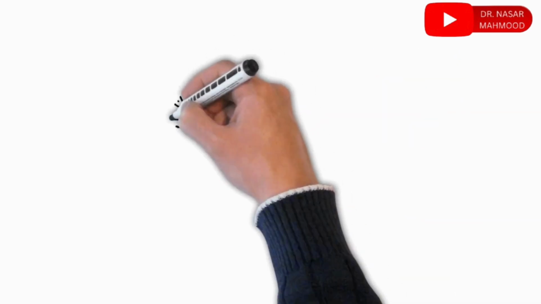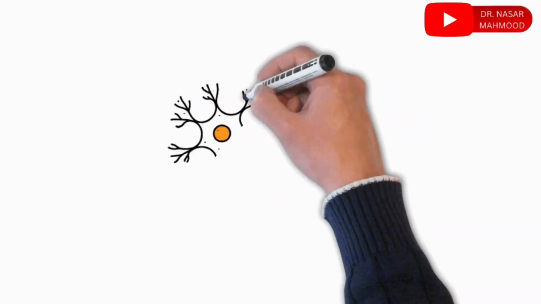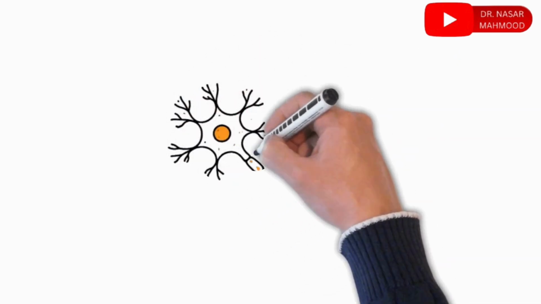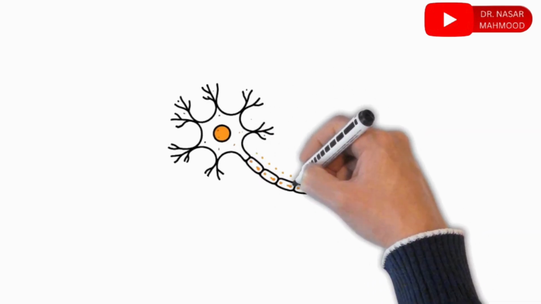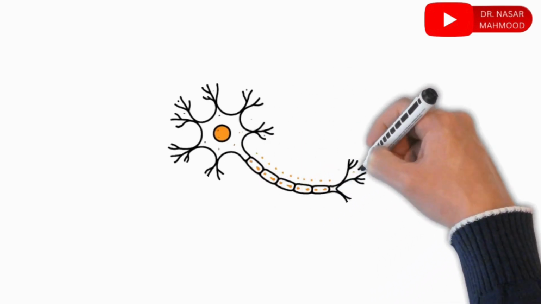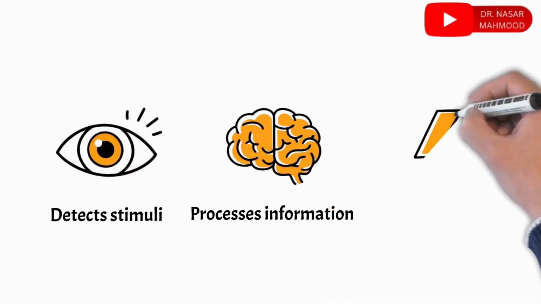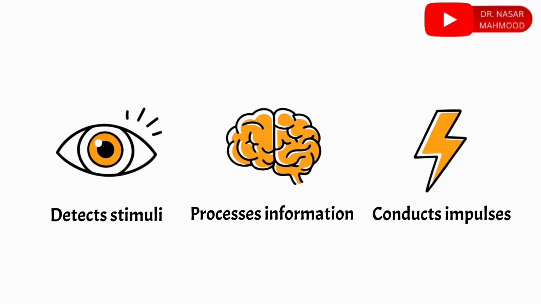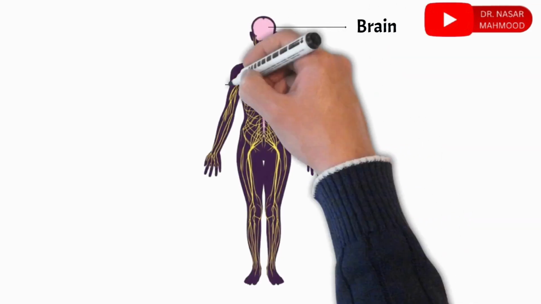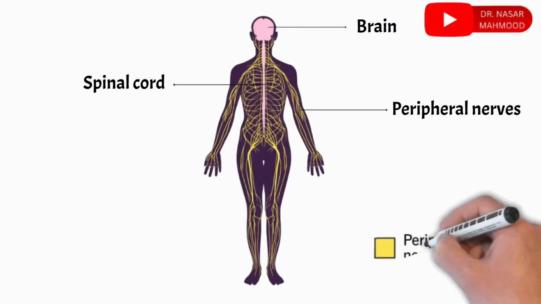And finally, look at the tissue here. Notice the cells have long processes extending from the central cell body. This structure allows the tissue to transmit electrical signals. Nervous tissue detects stimuli, processes information, and conducts impulses. It's found in the brain, spinal cord, and the peripheral nerves.